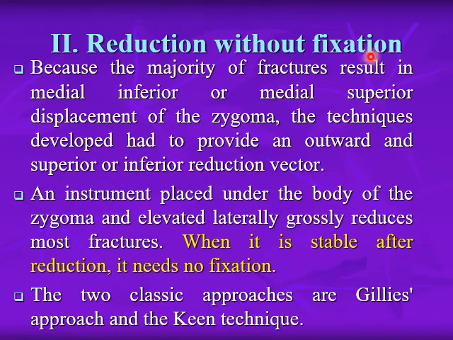Reduction without fixation. It means that reduction without need of fixation is in cases where, after reduction, the zygomatic bone is stable and does not return to its abnormal position, so it does not need fixation. We have two classic approaches to reduction of the zygomatic bone. We have what is called Gillies or temporal approach and Keen's or intraoral approach.